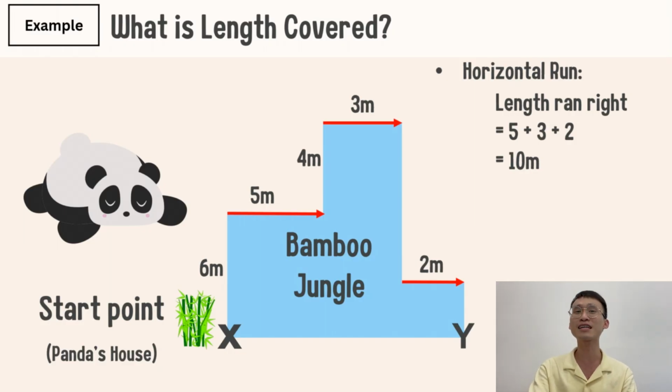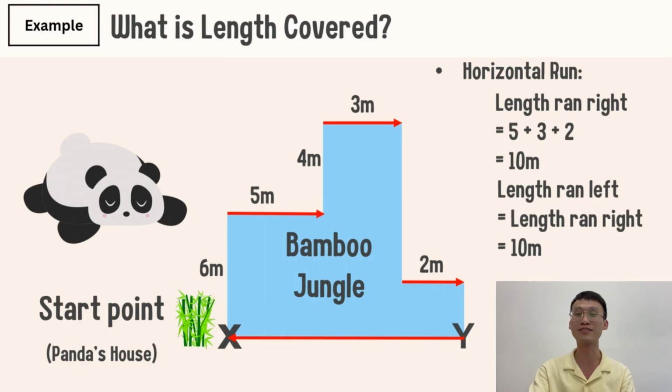How about for the length covered from running leftwards? Do you see any relationship between the length covered by running leftwards and rightwards? Exactly, from the leftward arrow in the figure, the length covered for running rightwards is equal to the length for running leftwards. Therefore, the length running leftwards is equal to the length running rightwards, which is also 10 meters.